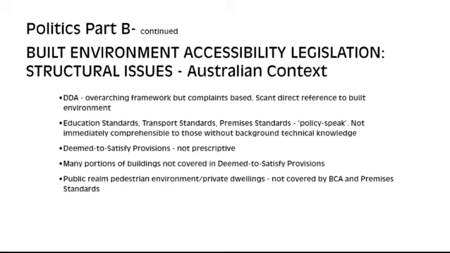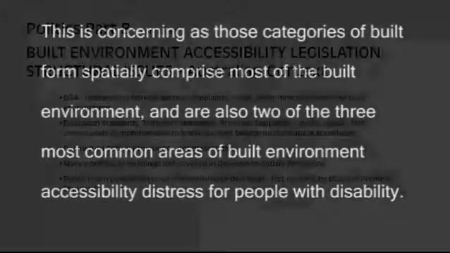In the Australian context, significant portions of buildings are not directly covered in deemed to satisfy provisions. BCA parts concerning accessibility do not reference either the DDA or the disability standards. The BCA and the premises standards do not cover the public realm pedestrian environment, nor most private dwellings. This is concerning as those categories of built form spatially comprise most of the built environment and are also two of the three most common areas of built environment accessibility distress for people with disability.